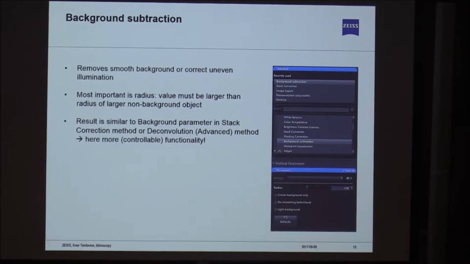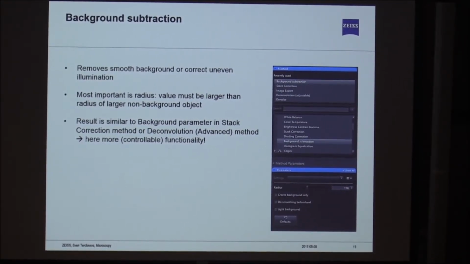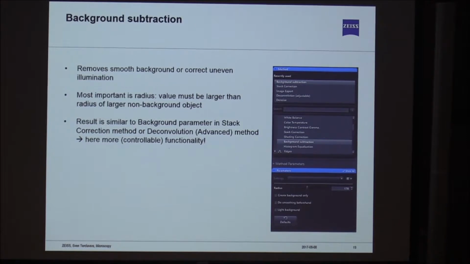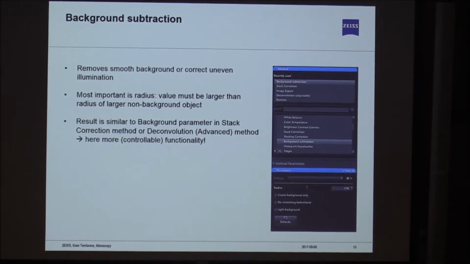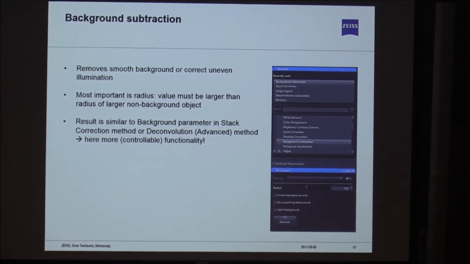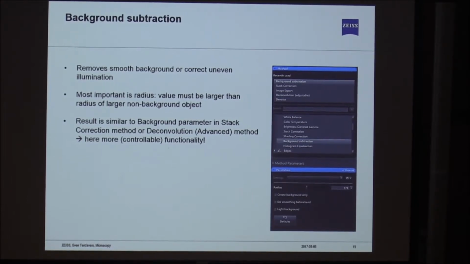Now when applying the background subtraction, it is important to set the radius in the parameters, and the radius should always be larger than the non-background object in your sample. So if you have a cell there of, for example, 100 pixels, your background correction should be set to about 101 or larger. So as mentioned, in this method you have more functionality than in the stack correction.